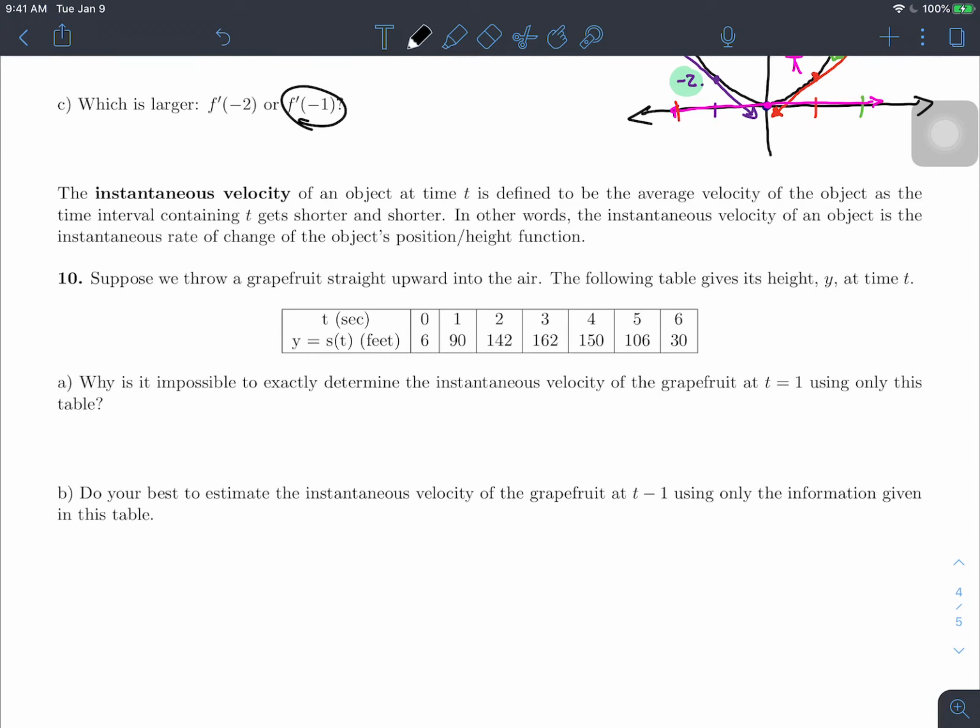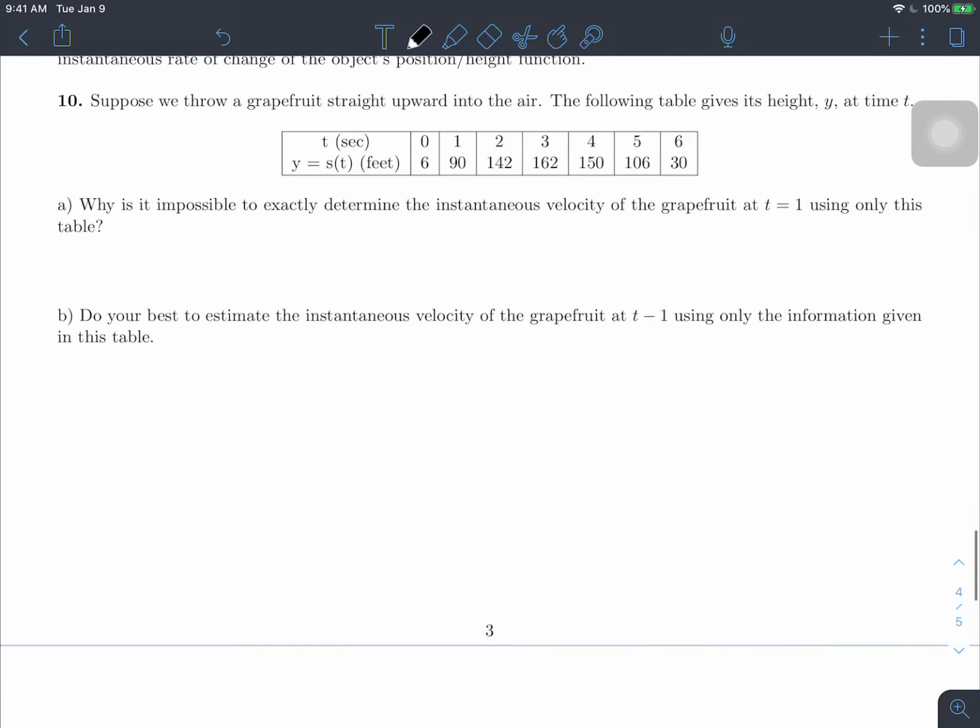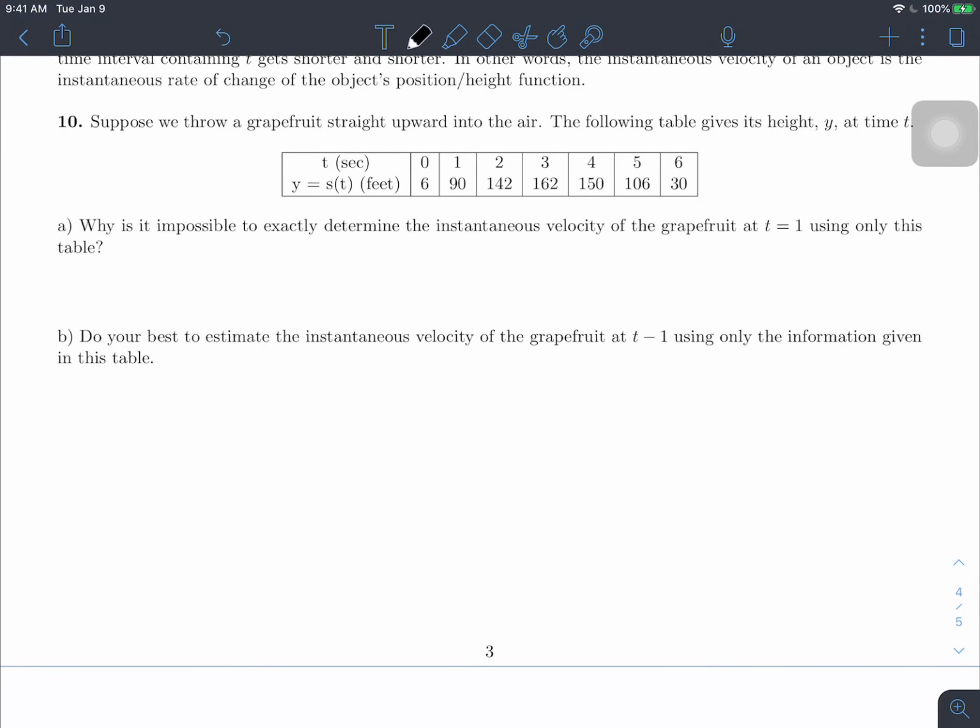Okay, so suppose we throw a grapefruit straight upward into the air. The following table gives its height y at a time t. Why is it impossible to exactly determine the instantaneous velocity of the grapefruit at t equals 1 using only this table? Okay, the reason that it's impossible using just this table is we're given an incomplete set of data.